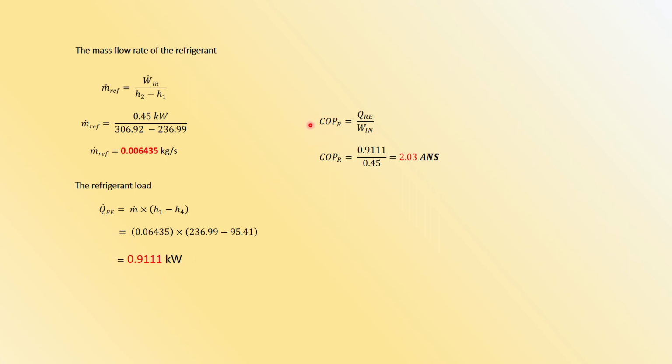And COP, of course, you want to find COP. Make sure your QRE and work in have the same units. That means when QRE is in kilowatts, your work in must be in kilowatts. If QRE is in kilojoules per kg, then your work in has to be in kilojoules per kg. So that is your COP, 2.03. Okay, so that is the answer for the fourth question.